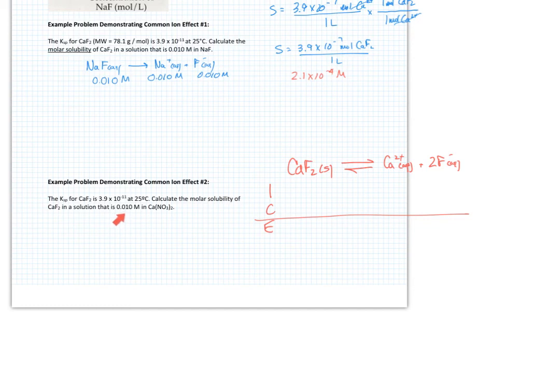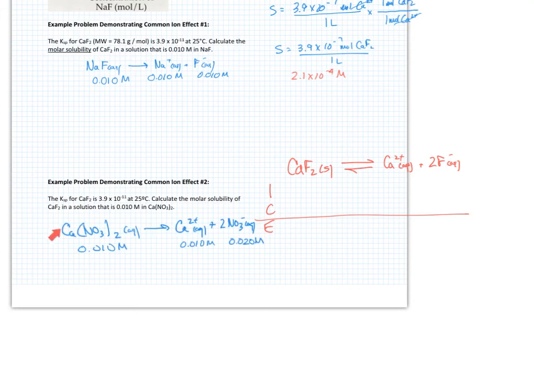It's the exact same problem as the last one, essentially, except we've got a slight difference now. KSP is 3.9 times 10 to the minus 11, so this is exactly the same setup. Calculate the molar solubility of calcium fluoride in a solution that is 0.01 molar in calcium nitrate. So just a slightly different solution that it's dissolved in. Let's see how the solubility is affected. You should be able to do this on your own, modeled after the last one.